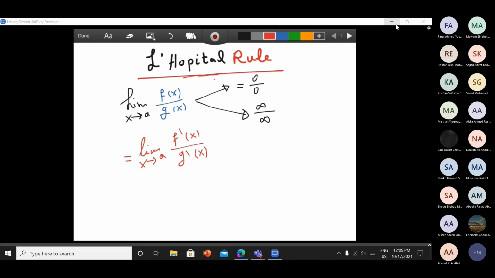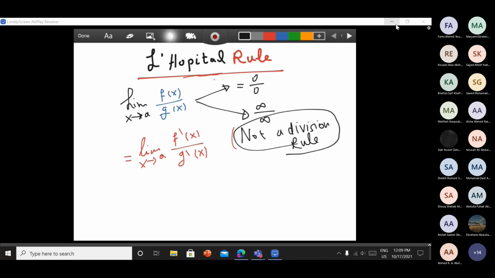This is not division rule. It is not a division rule. Because the common mistake is just thinking about it as division rule. So it is not division rule.